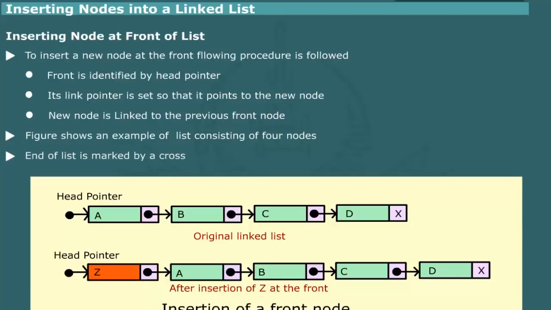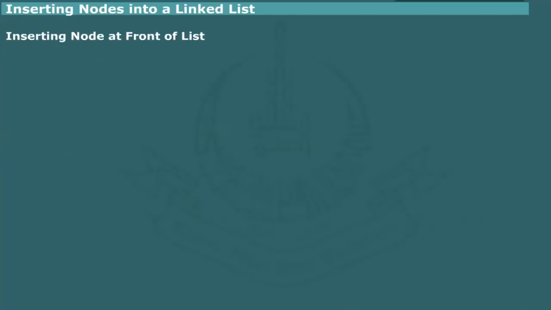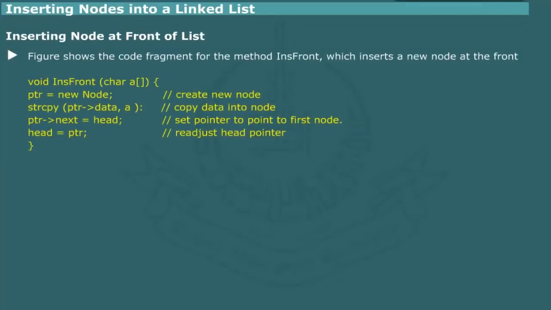The end of list is marked by a cross. The next figure shows the code fragment for the method insertFront, which accepts a character string for the node value. Create a new node and adjust pointers so that the new node becomes the front pointer.